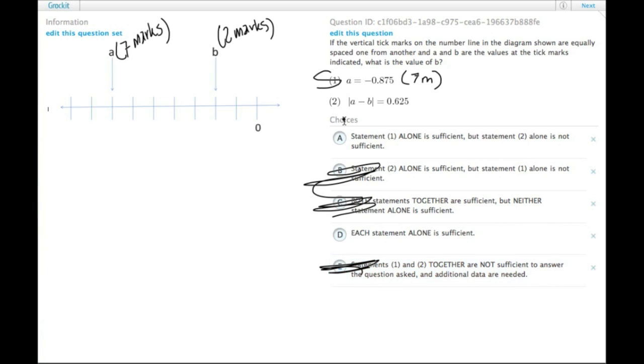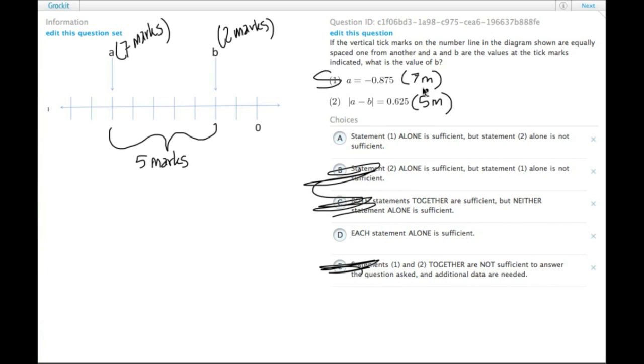Statement 2 tells us that the absolute value of A minus B is 0.625. That still tells us that this here is a distance of 5 marks. And the absolute value between A and B, subtracting the distance between the two is 0.625, so this is 5 times the value of 1 mark, or the absolute value thereof, but we can still figure it out.